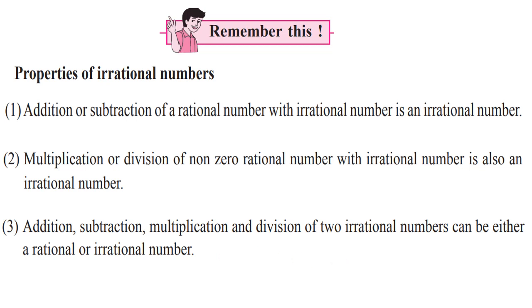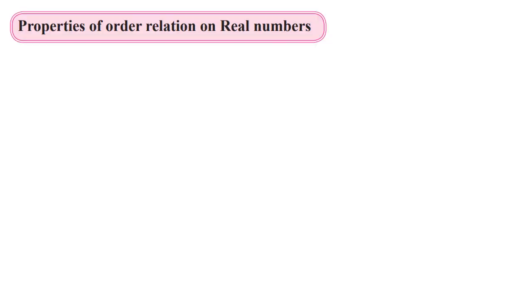Now, let's go further. You know that rational numbers and irrational numbers together are called real numbers. So now we are going to study about real numbers, and then we are going to study more about a specific type of irrational numbers called surds. Now, let us see the properties of order relation on real numbers. As I have told you previously, the numbers which we are going to discuss here in algebra all are real numbers. And then we are going to discuss the order relation.